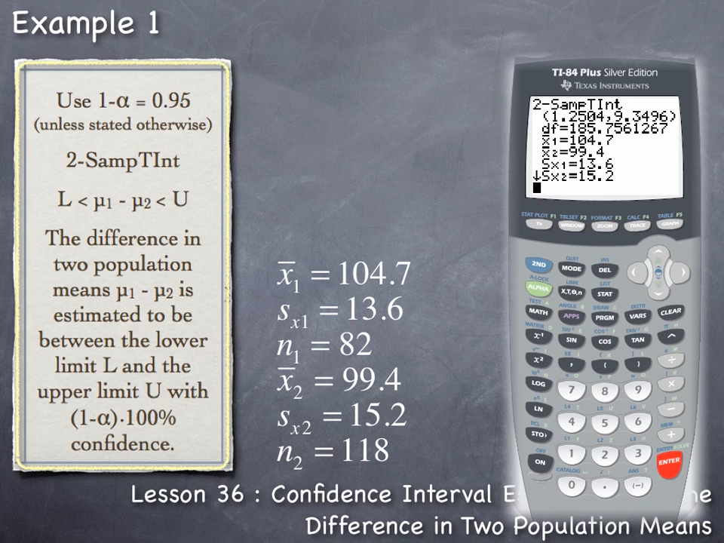Underneath the 2SampTInt command is the confidence interval, in parentheses, separated by commas. The first number represents the lower limit L, and the second number represents the upper limit U. So here, if we round off to one place after the decimal, we get 1.3 less than mu1 minus mu2 less than 9.3.